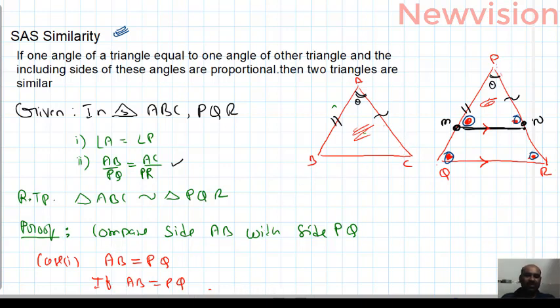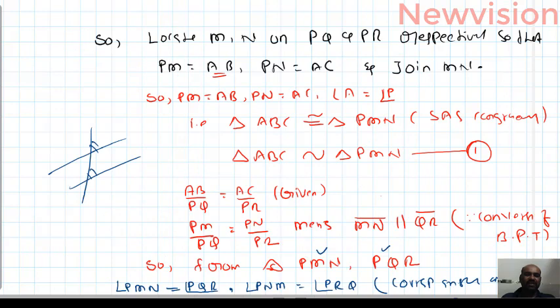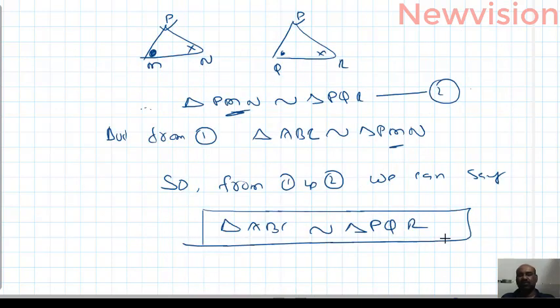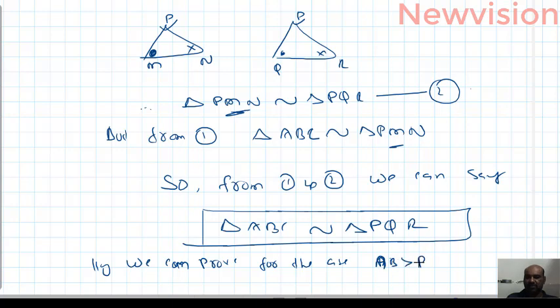What case did I prove? The last one: AB is not equal to PQ, and that too AB less than PQ. Similarly, you can prove the case when AB is greater than PQ. Okay, I will write that. Similarly, we can prove for the case AB greater than PQ.